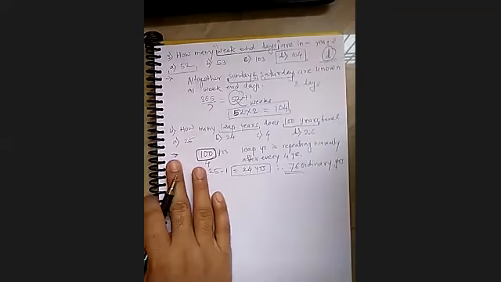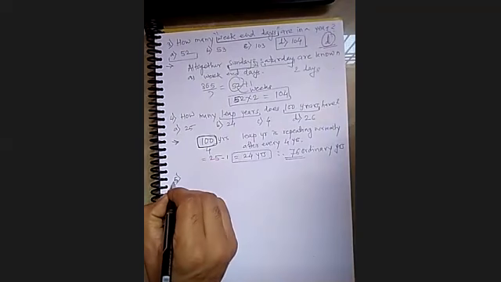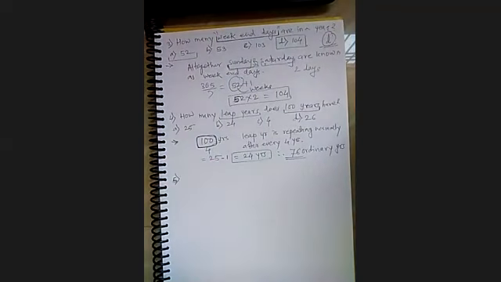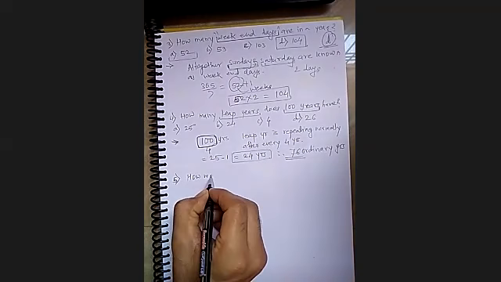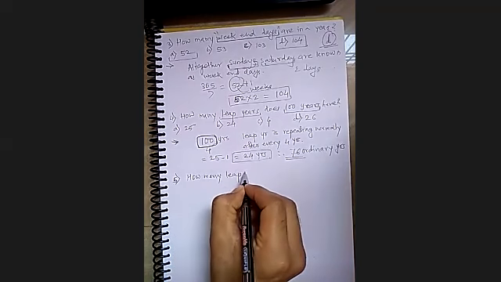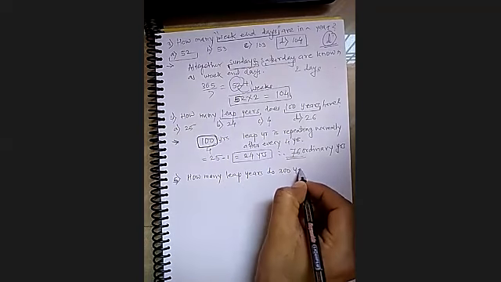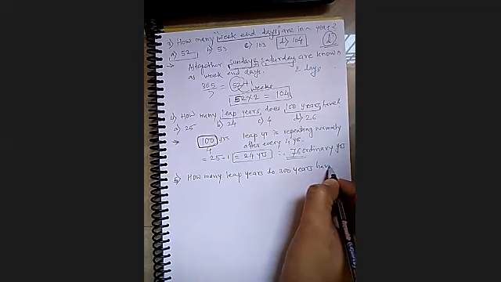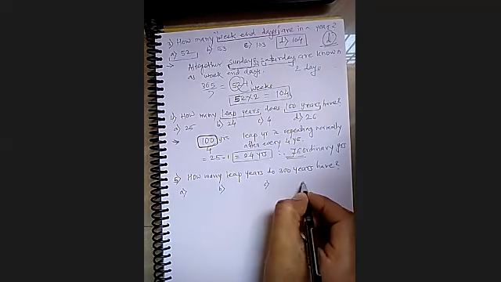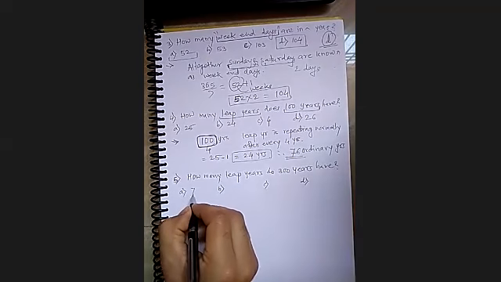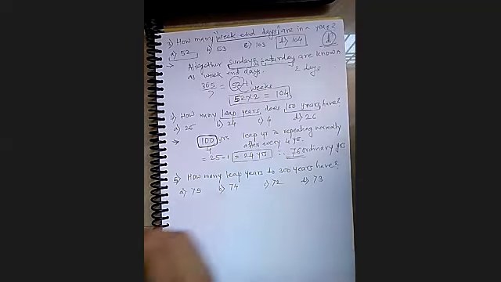Fine. Okay, let me check whether you have understood this or not with the next question. Fine. So, the next question is, how many leap years do 300 years have? 75, 74, 72, 73.